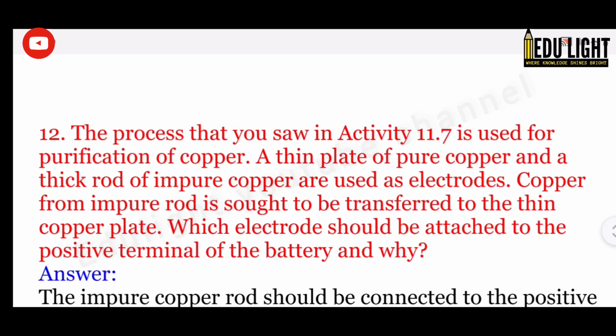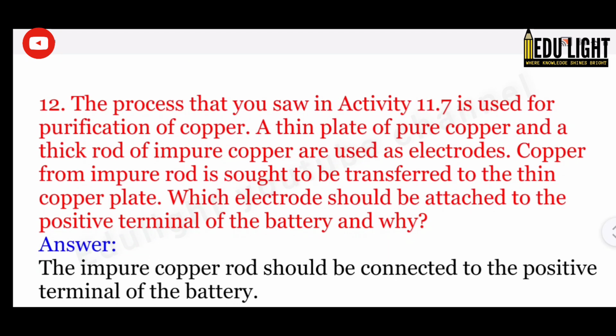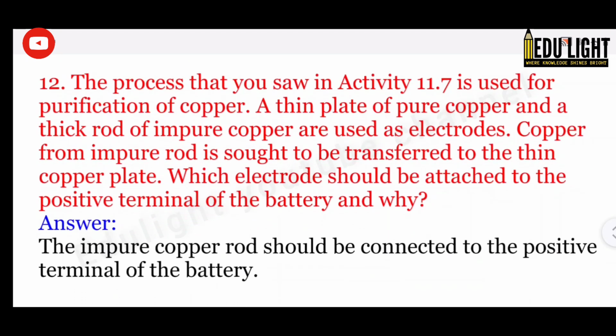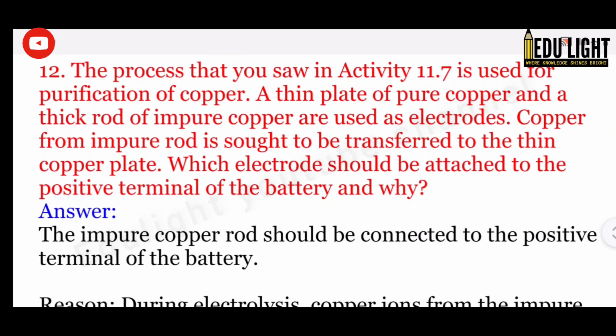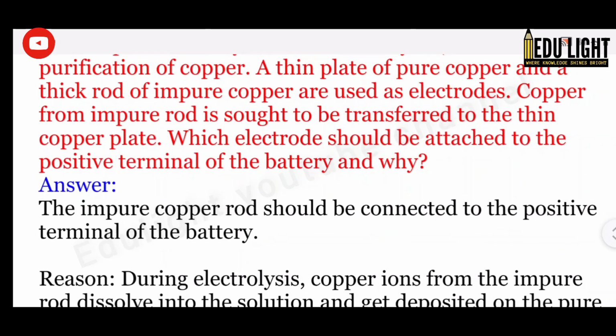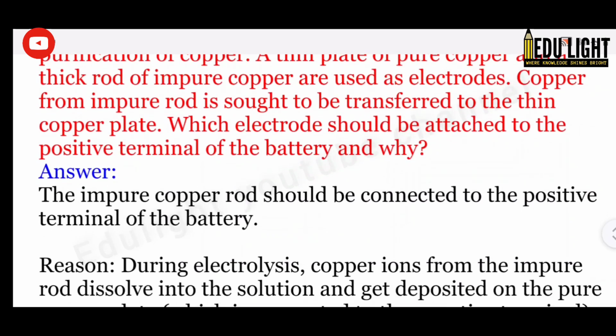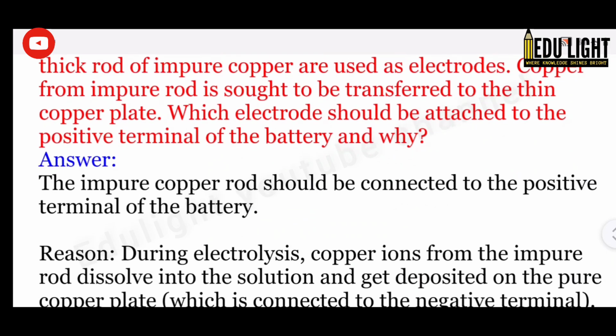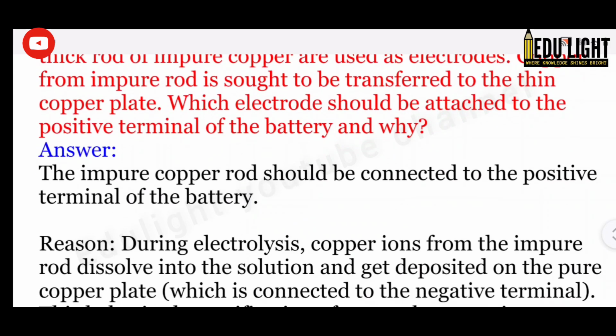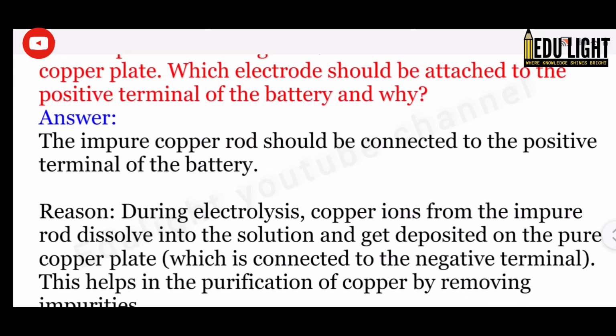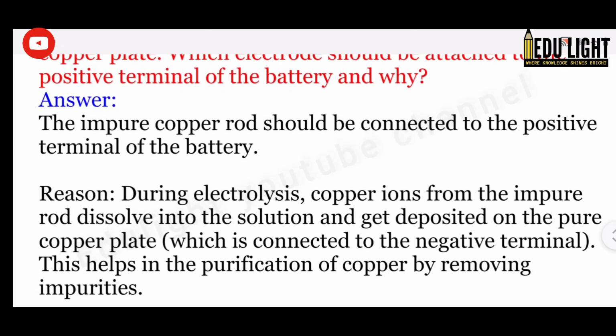The process that you saw in Activity 11.7 is used for purification of copper. A thin plate of pure copper and a thick rod of impure copper are used as electrodes. Copper from the impure rod is sought to be transferred to the thin copper plate. Which electrode should be attached to the positive terminal of the battery and why?